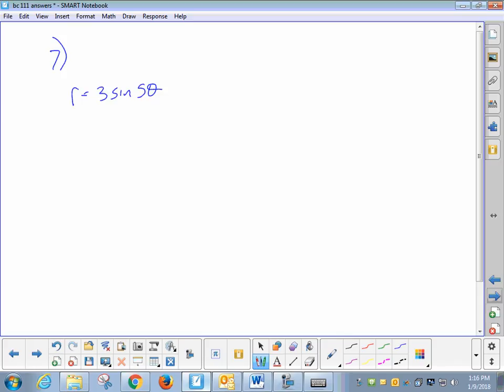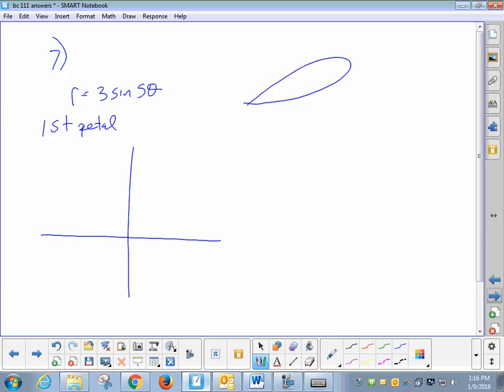Now let's talk about details. The first thing I find is the first petal. You get the tip of a petal when you are going out. Remember, r is not about horizontal or vertical, it's about how far you go from the origin. A tip of a petal happens when r is at a max. So the first petal will be when this is at a max. This would be at a max when 5 theta equals pi/2.